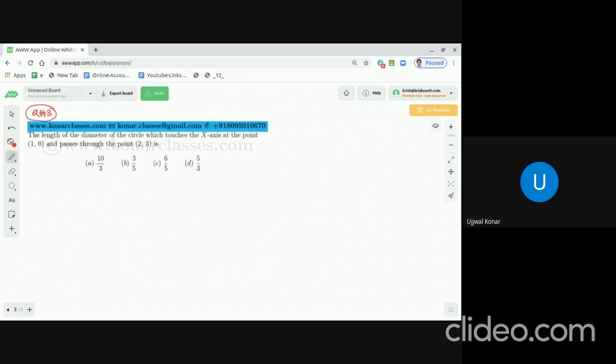The length of the diameter of the circle which touches the x-axis at the point 1, 0 and passes through the point 2, 3 is what we need to find out. So let's approach this problem first. So let's understand what has been asked here.